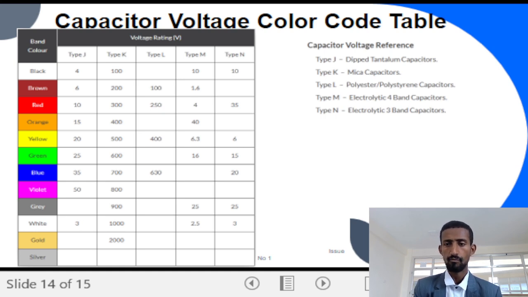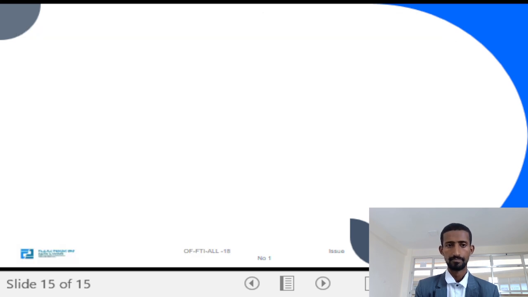It may indicate a voltage. This one is a voltage rating also. The voltage rating is indicated in the table. As you remember, a very important characteristic of a capacitor is its voltage rating. So the voltage rating will also be referred to using this table. By using this table, we can easily identify the voltage rating of a specified color code of a capacitor.